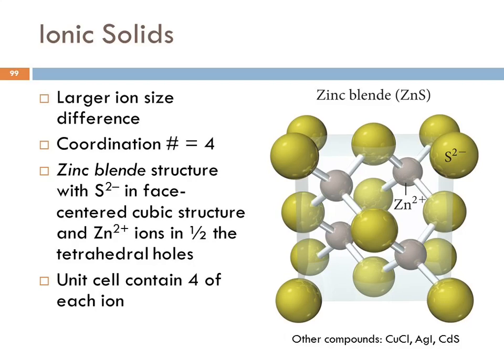When you get larger ions, a larger size difference, then you get some more complicated things. This is known as zinc blende. It's zinc sulfide. And here we've got sulfur ions and zinc ions. The sulfide ions do a face-centered cubic structure, and then the zinc are in these tetrahedral holes in between.